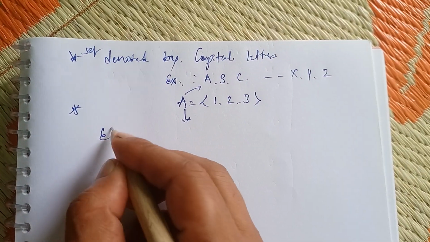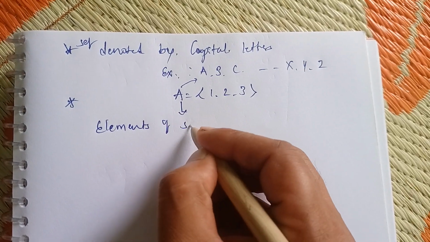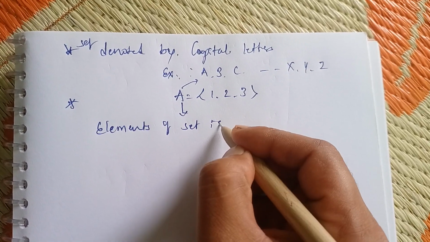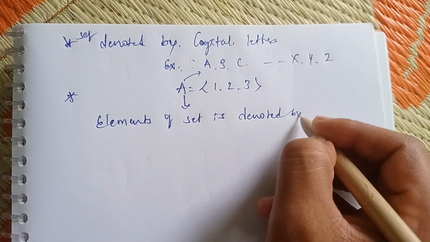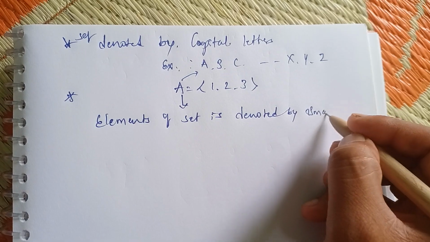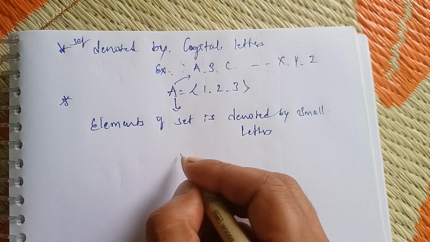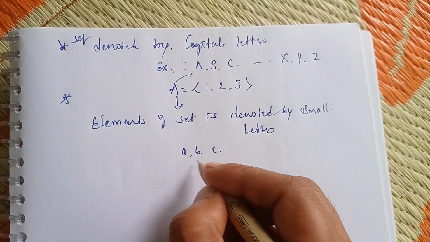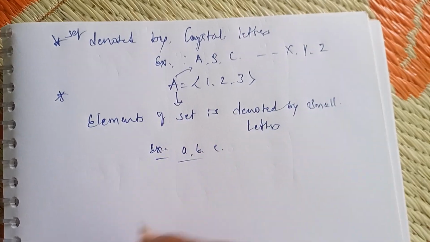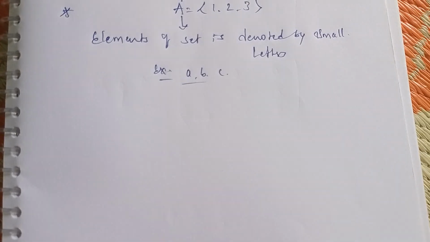The elements of a set are denoted by small letters. For examples, a, b, c, like that. Understood?